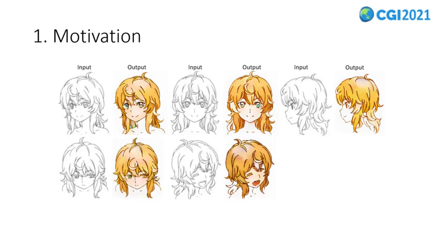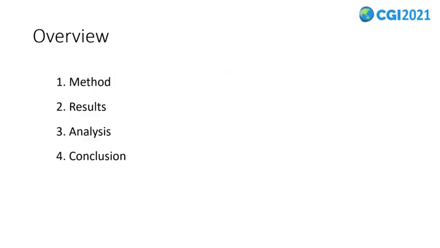The existing region-based matching methods are computationally intensive and have poor robustness. Therefore, this method is not suitable. So we propose a GAN-based method that will input sketches and get colored images. We will introduce our work from four aspects. First is the method, and then result, analysis, and conclusion.